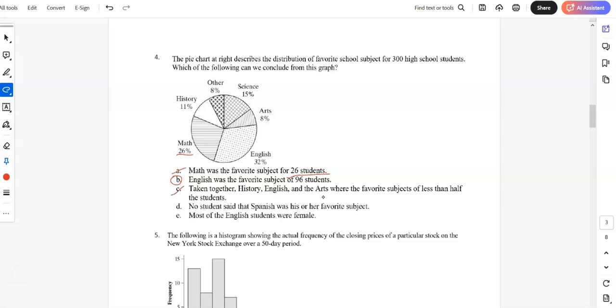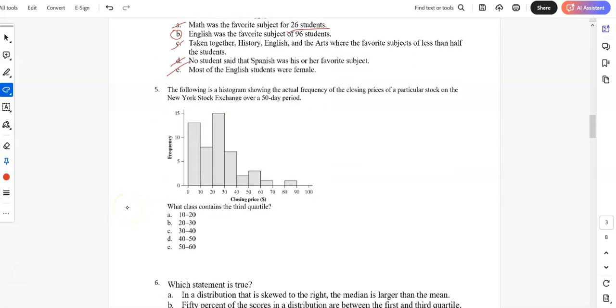No student said that Spanish was their favorite. Oh, that's so sad if that happens. We don't really know, because other could have said that. It's possible someone said Spanish was their favorite. I don't know. Most of the English students were female. We have nothing about the gender of students here.